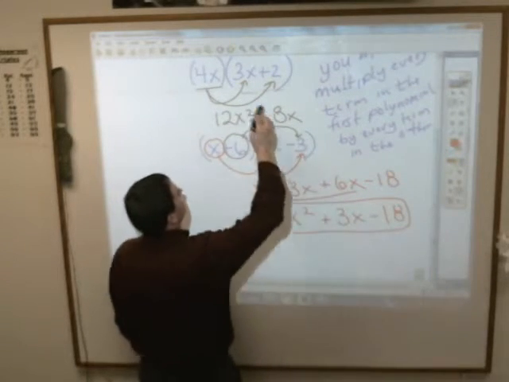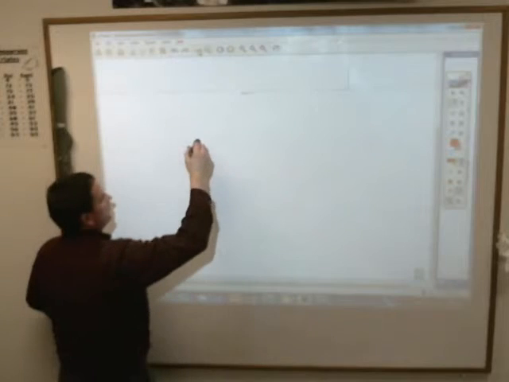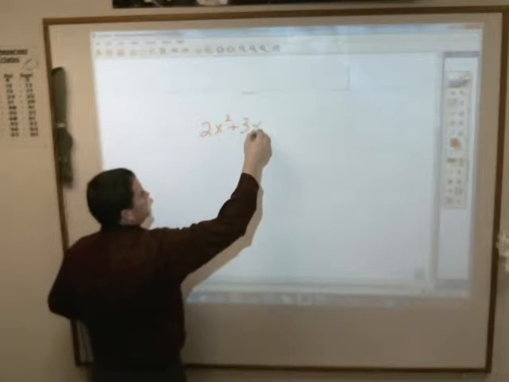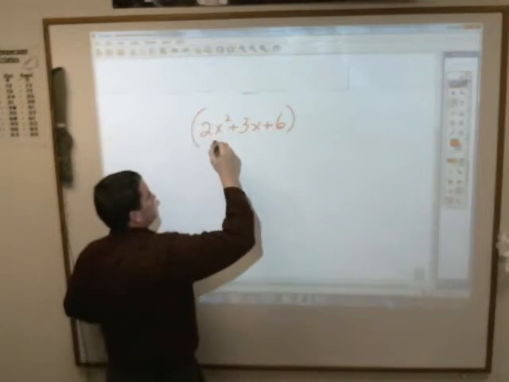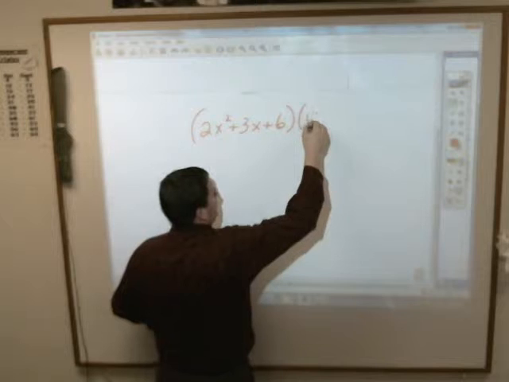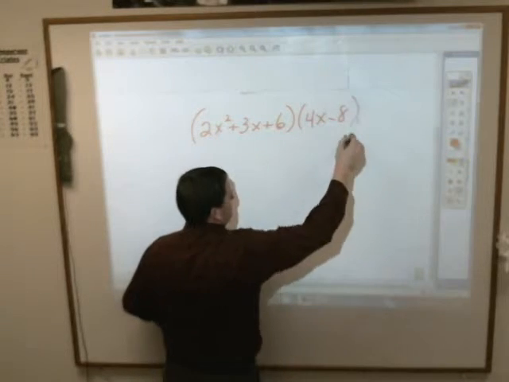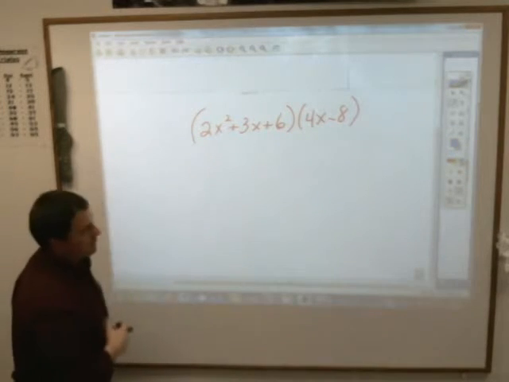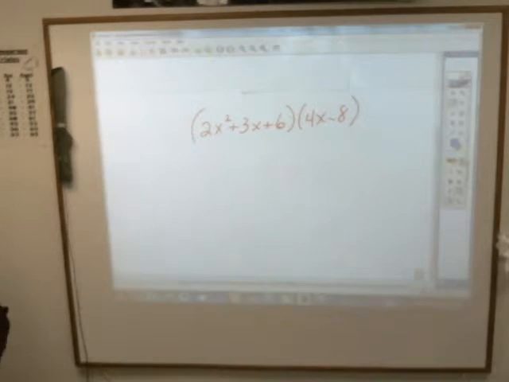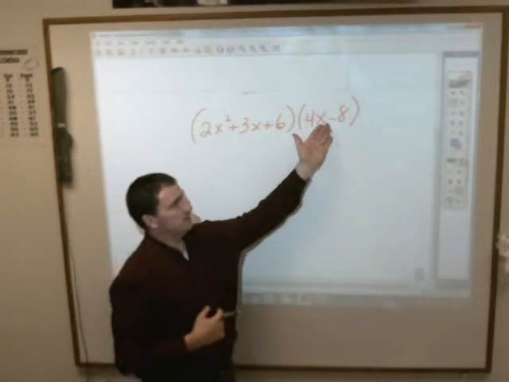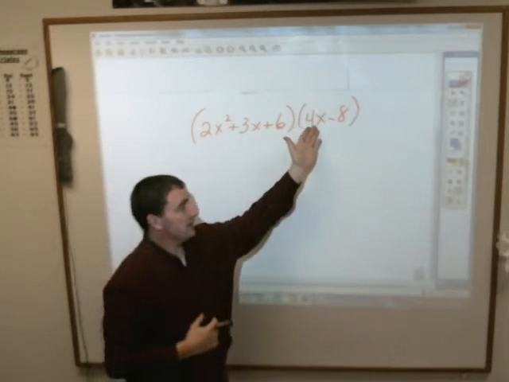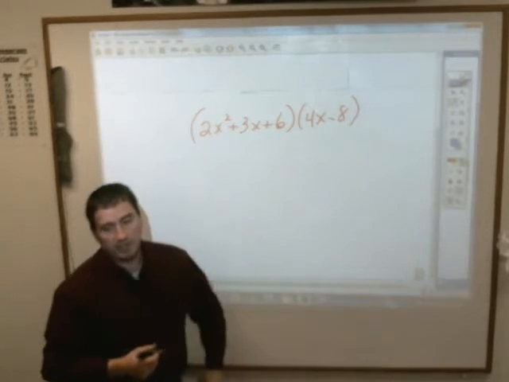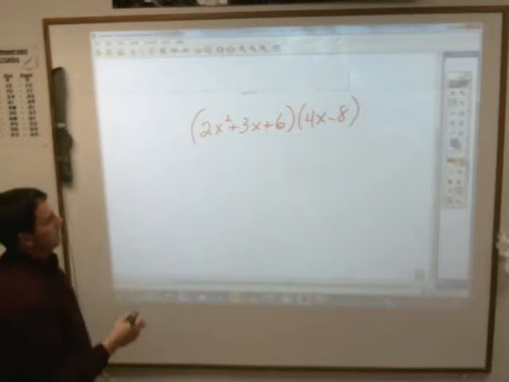Let's look at one that's a little crazier. What if you have this? 2x squared plus 3x plus 6 times 4x minus 8. There's no easy way to do this. You are simply going to have to multiply the 2x squared times both of those, multiply the 3x times both of those, multiply the 6 times both of those, and then see if you can combine anything to simplify it. So let's look at that.